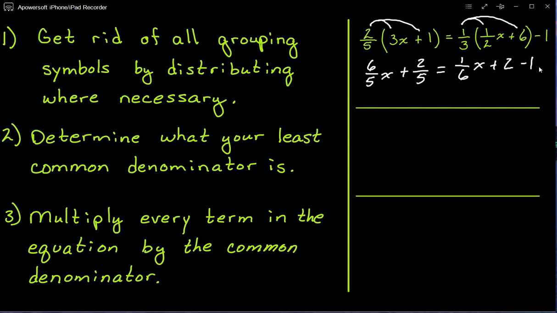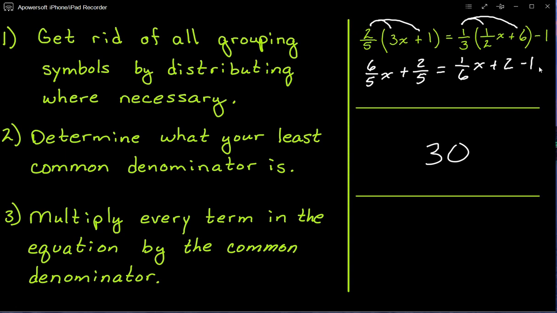Now, step 2 says determine what your least common denominator is. So we have this equation that has fractions in it, and that's going to make life more difficult. So we want to get rid of our fractions. And we're going to do that by following these next steps. Find the least common denominator. Well, if you have 5, 5, and 6 for your denominators, that means your least common denominator is going to be 30. That means 5 and 6 will both go into 30 evenly.